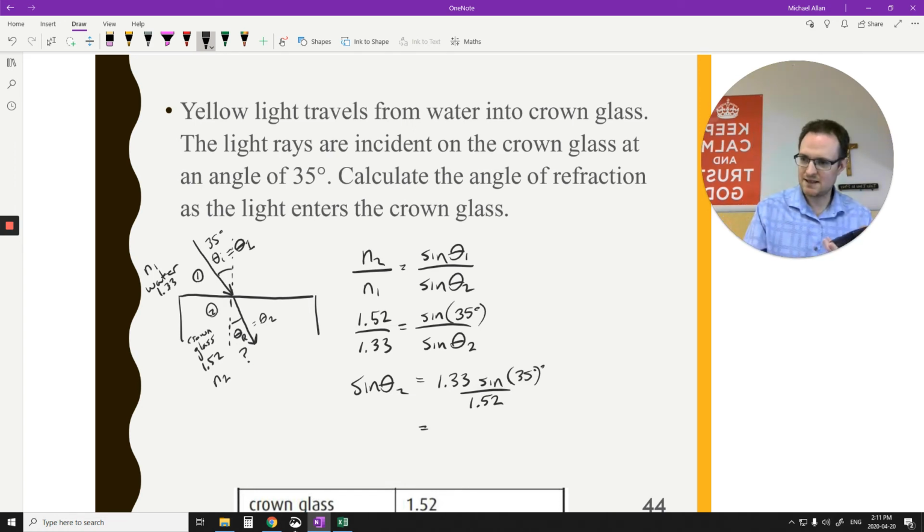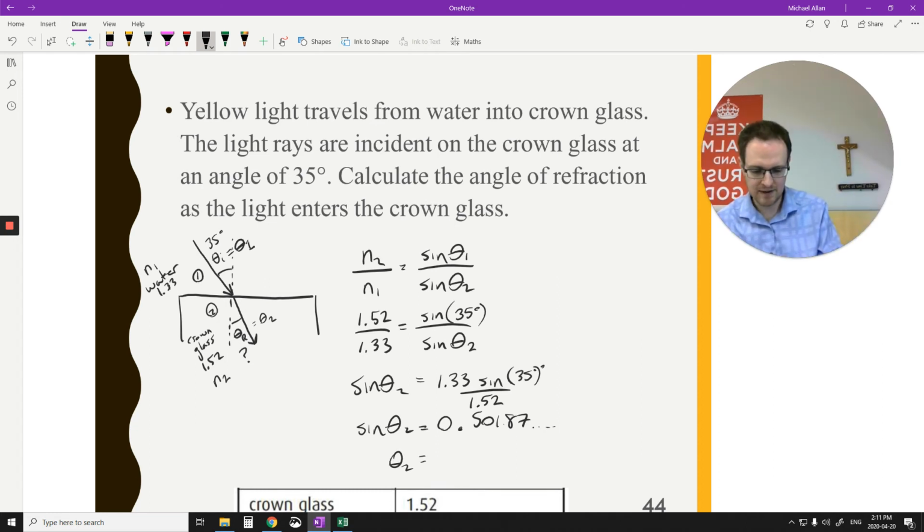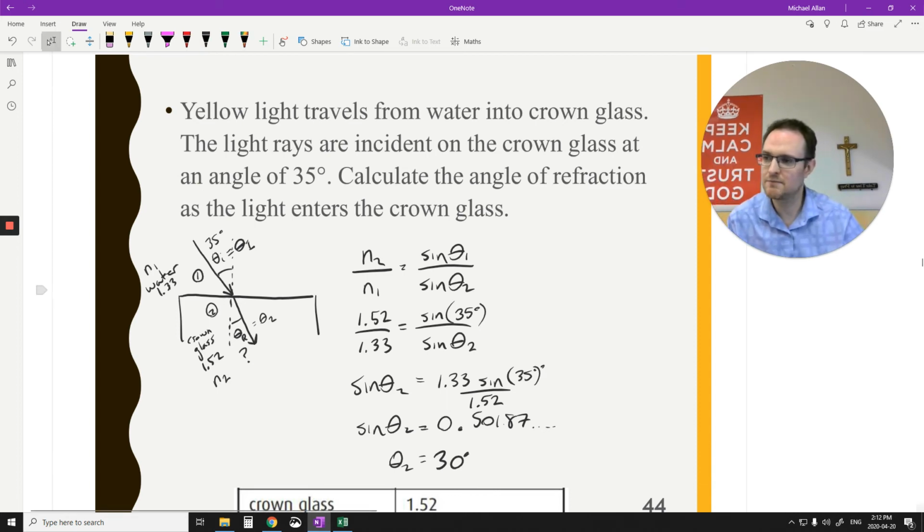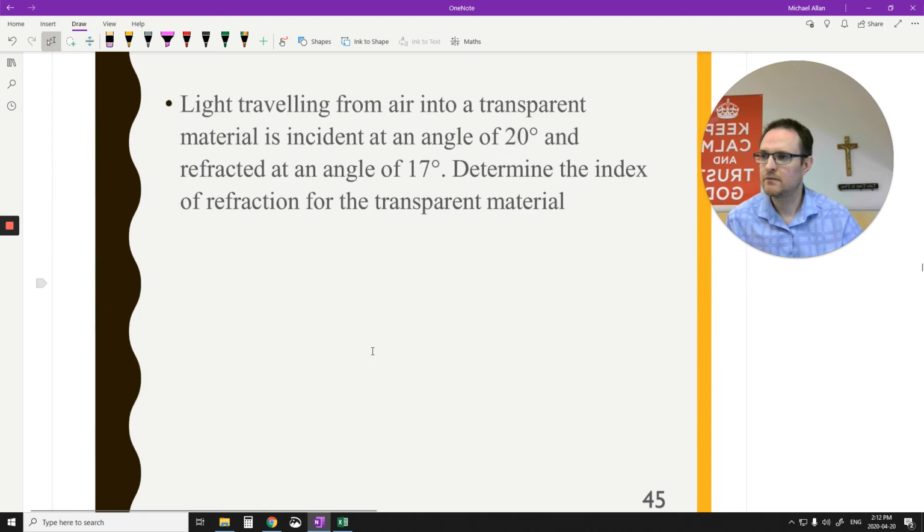So we get sine theta 2 is equal to 0.50187, and a bunch of decimals there. I'm looking for angle 2, not for sine theta 2, so I'm going to have to go sine inverse. And I get 30. There's only 2 significant digits here, so 30 degrees. There you go. So my estimation was pretty good. I said it was going to be a smaller angle after the interaction with the surface than it was before. Cool. Let's try a few more of these.